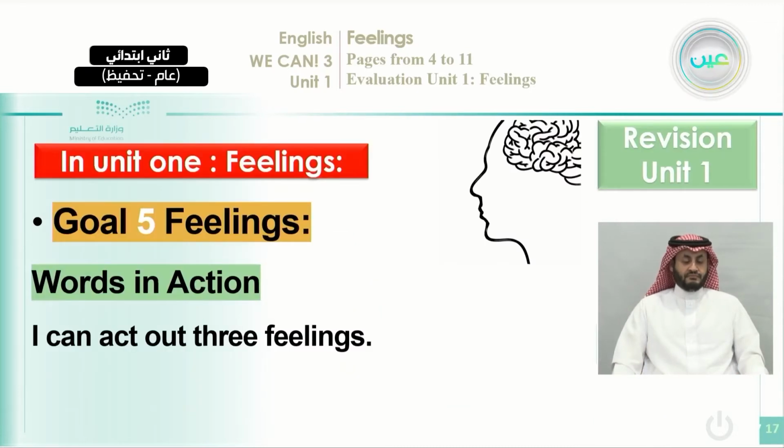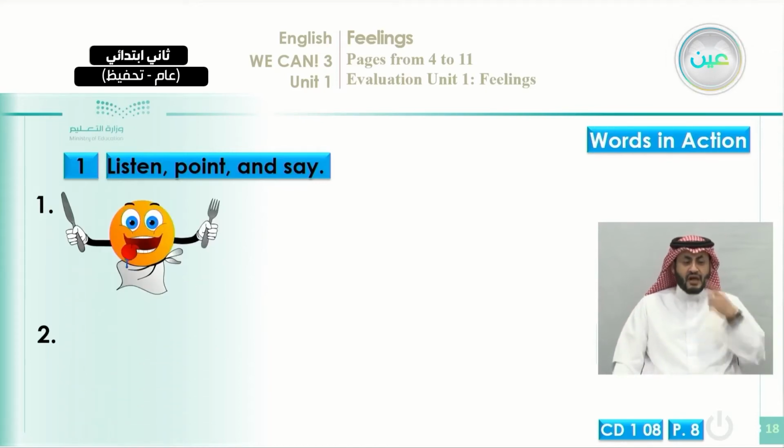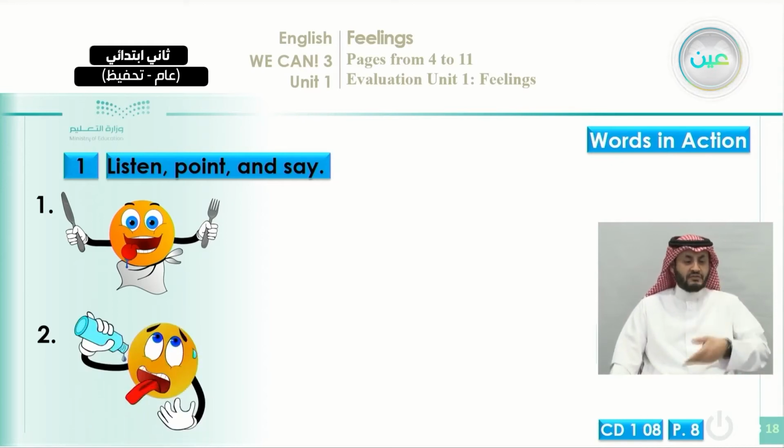Very good. Now we move to the fifth goal of this unit that we studied in the Words in Action section in your book. I can act out three feelings. What are the three feelings that we studied? Listen, point, and say. This is one of the feelings that people usually feel when they want to eat. What do they feel? And here also, when people want to drink, how do they feel? Exactly. The first one, number one, this guy feels hungry, so he wants to eat. The other one feels thirsty, so he wants to drink.